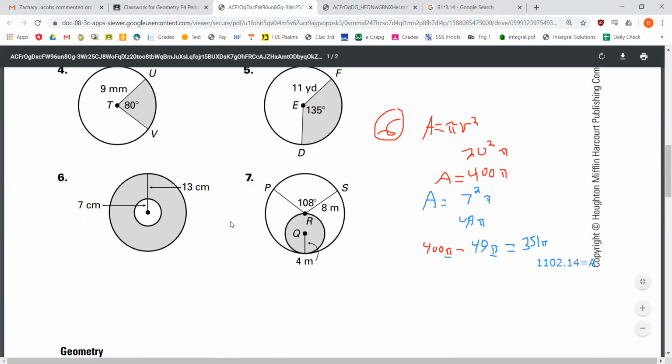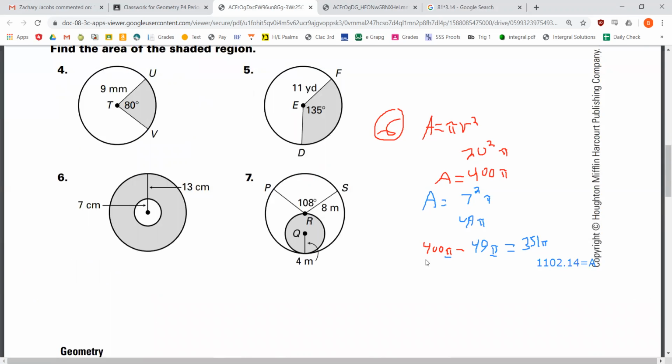It depends how you round your circles, but if I rounded it to 1,102, would that be fine? That'd be fine. You should be only off by like 1 unit. You shouldn't be off by like 10. Being off by 10 is a problem.